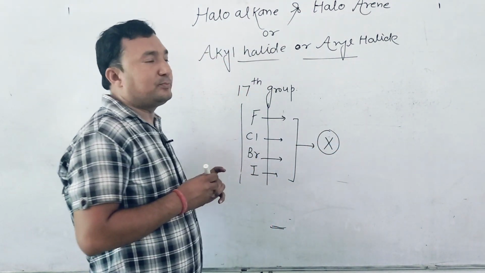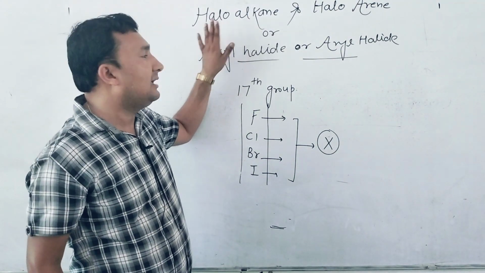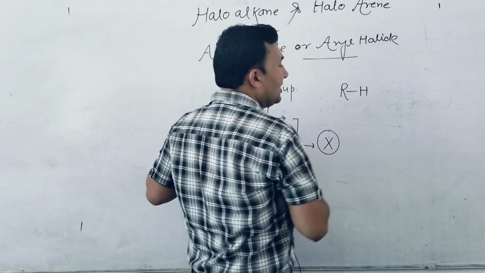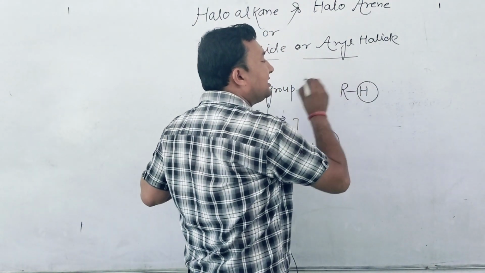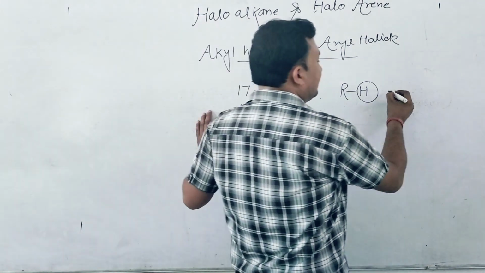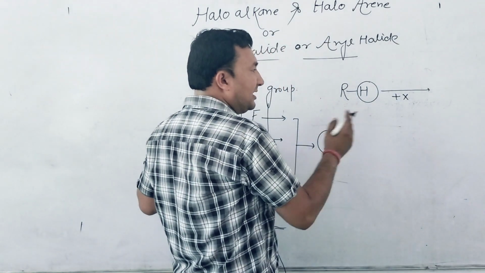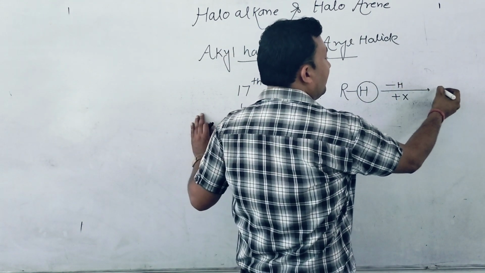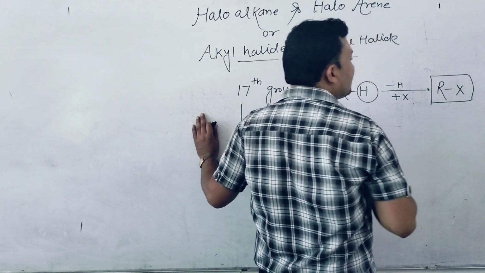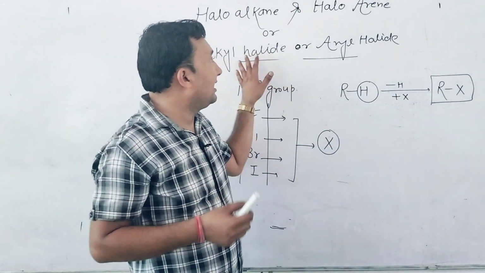So now come to the point. The names haloalkane and haloarene suggest that if we have a hydrocarbon, and from that hydrocarbon a hydrogen is replaced by any one of these halogens, then we will get RX. This group of chemicals which contains halogen along with the carbon chain are called haloalkanes.